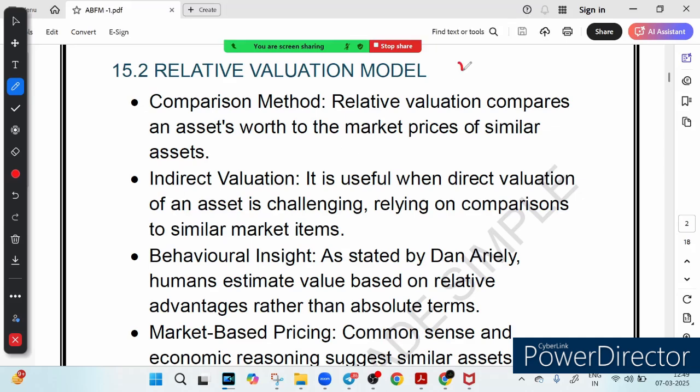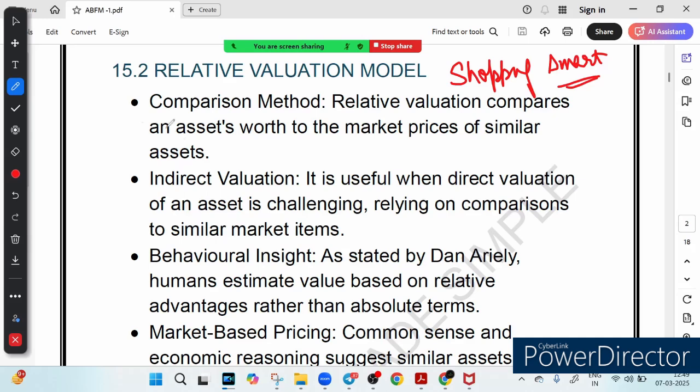So relative valuation, you can think of it like shopping smart. It means you compare the price of one thing with similar things in the market. Instead of calculating an asset's value from scratch, we compare it with similar assets that have been sold recently. So how does it work?